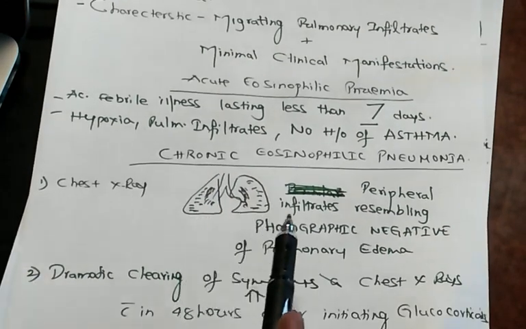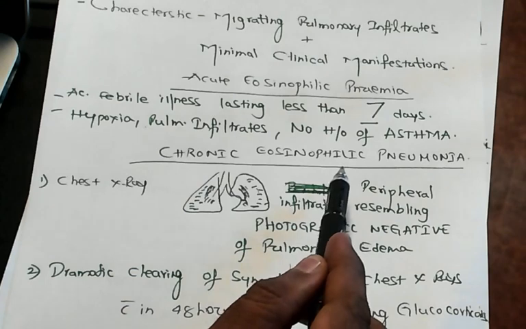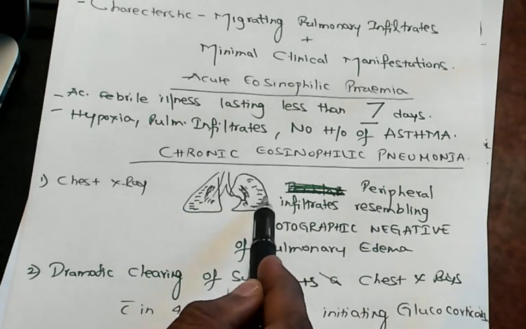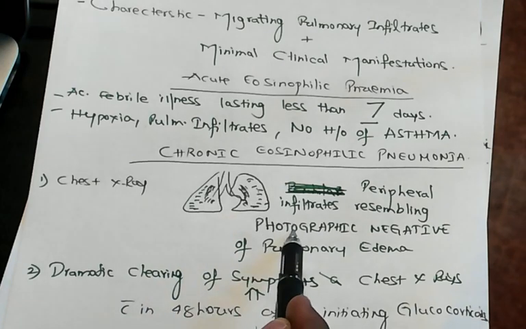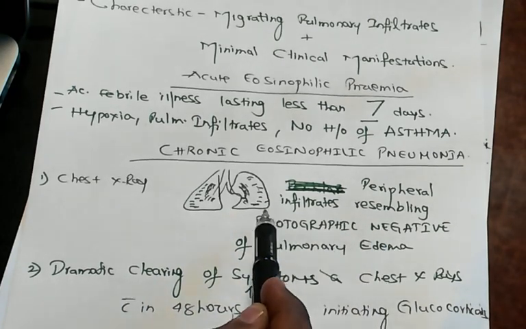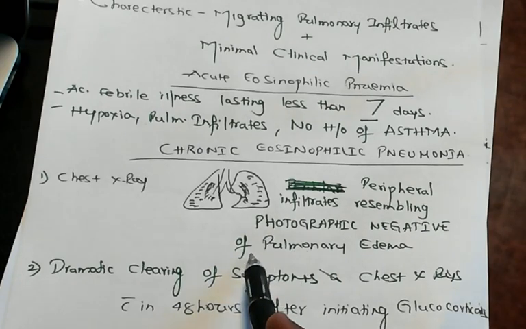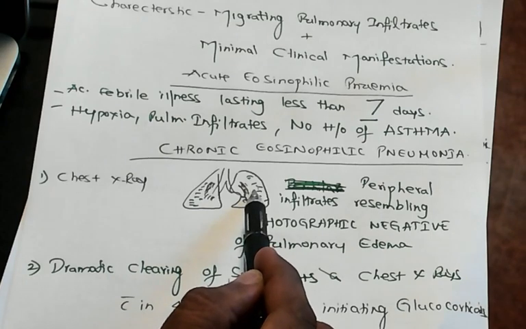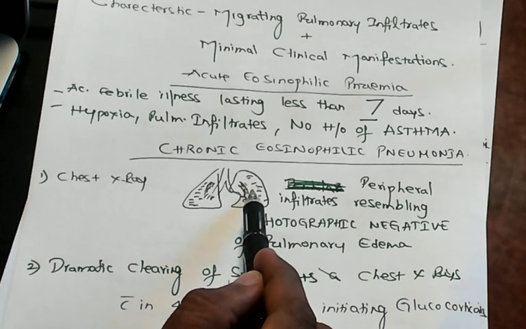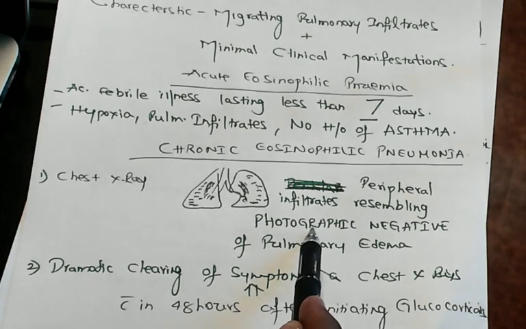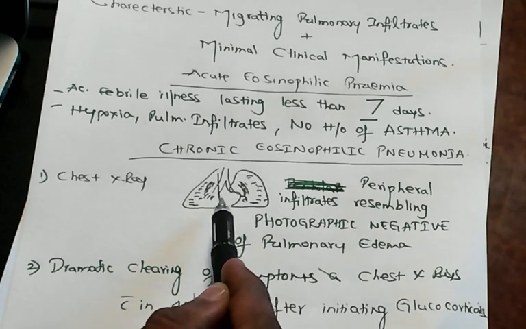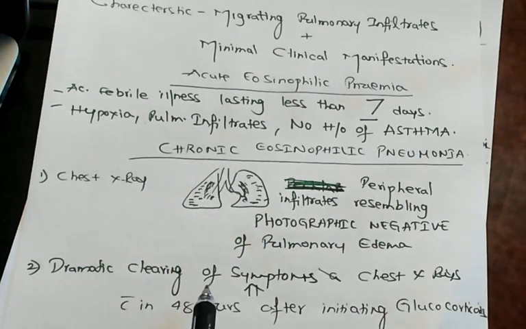Finally, doctor, chronic eosinophilic pneumonia. You need to remember 2 points about this condition. There are peripheral infiltrates in the lung. They resemble a photographic negative of pulmonary edema. This is a very key word that you need to remember. Pulmonary edema will be perihilar, bat wing type of edema. You know that very well. And this looks like a photographic negative of the pulmonary edema, with peripheral infiltrates, that is chronic eosinophilic pneumonia.